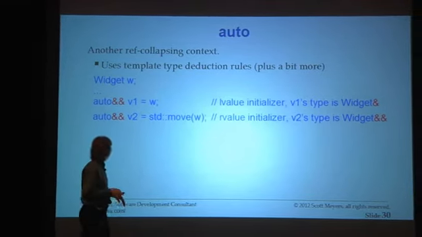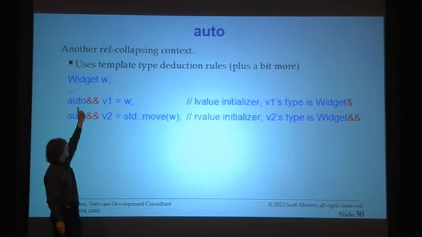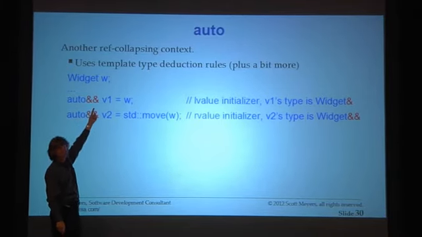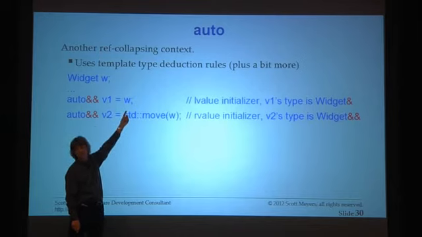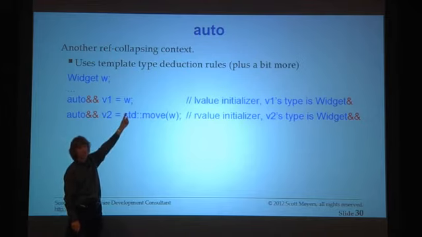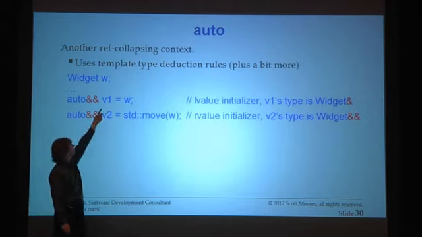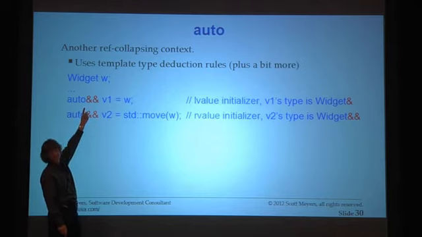So in this case here, this is the same as having a template that takes a T&& parameter, which is initialized with an lvalue. If this were a template taking a T&& parameter that was initialized with an lvalue, we now understand that after reference collapsing is taken care of, we would end up with an lvalue reference. As a result, v1 is an lvalue reference, because that's what would happen in a template.